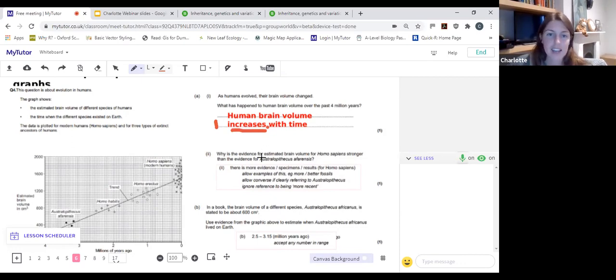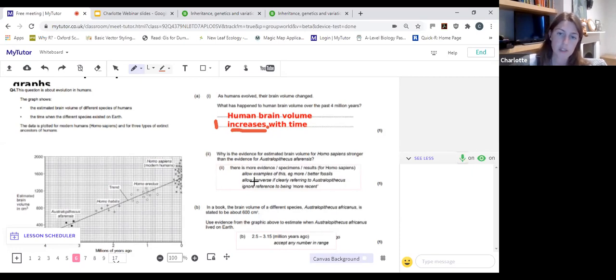Okay, why is the evidence for estimated brain volume of Homo sapiens stronger than the evidence for Australopithecus afarensis? So here I've copied and pasted something from the mark schemes. I think it's really good for you guys to see the mark schemes, and then you can see exactly what your examiners are looking at when they mark your answers. So they're looking at, there is more evidence/specimen/results for Homo sapiens. When there's a slash in the mark scheme, it means you can use any of those words. So evidence, specimens, or results is fine.